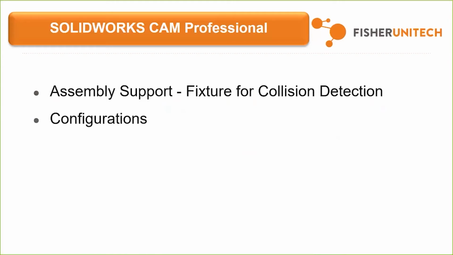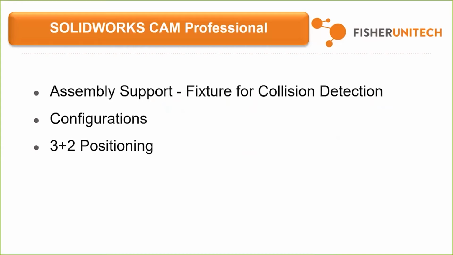You can also machine configurations. You also get 3+2 machining, or 3+2 positioning. So basically you can position your parts using SOLIDWORKS CAM Professional. So this is not a multi-axis solution. This is simply for positioning. So still only 2 axes moving simultaneously at any one time, but you can use this to position your multi-axis machines.